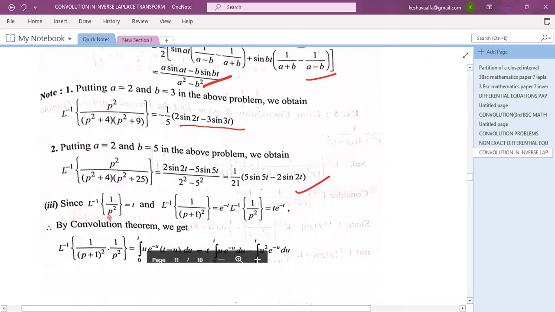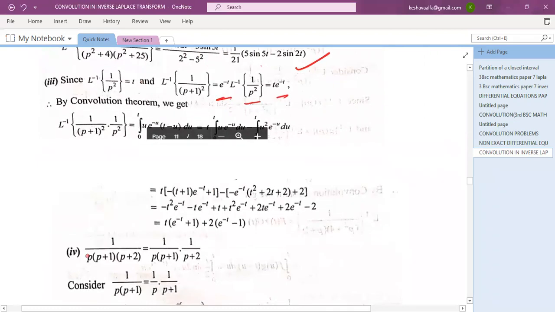Since L inverse of 1 by P square is t, L inverse of 1 by (P plus 1) whole square is, by the first shifting theorem, e power minus t times L inverse of 1 by P square, that is t e power minus t. So using the convolution theorem, L inverse of 1 by (P plus 1) whole square into 1 by P square, we get integral 0 to t.